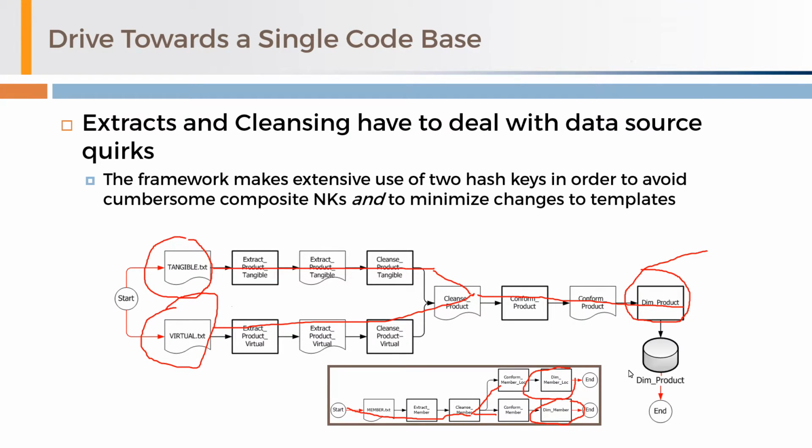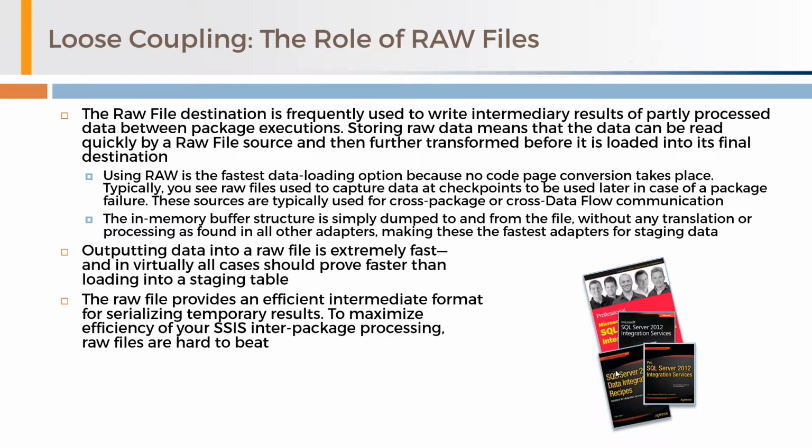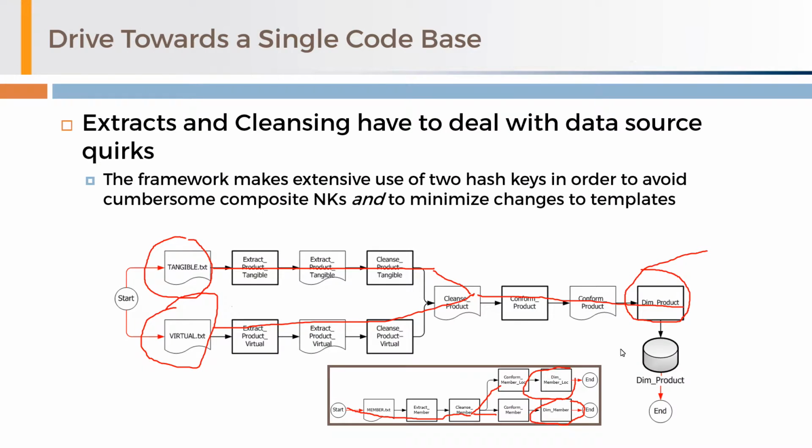Another point to make is the use of raw files. Raw files substitute here for staging tables. They are the means by which payloads are passed between packages. I'll have more to say on staging tables later, but time and resources are expended when you use them, and they create more ETL objects to juggle in version control.